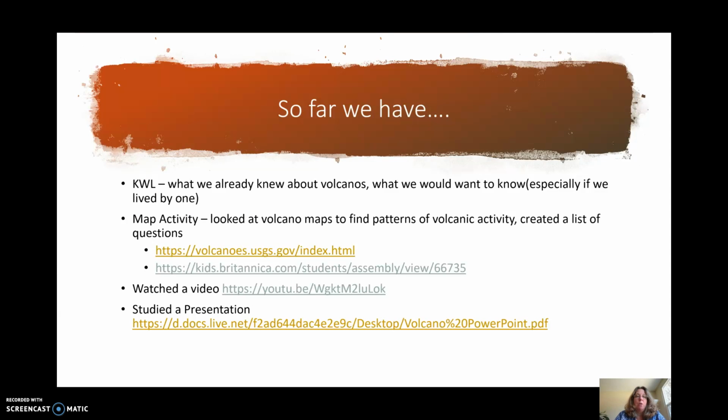Here's what we've done so far. We started with a KWL chart. I'm going to show you a copy of it here in a minute. I wanted to know what you already knew about volcanoes because volcanoes are pretty popular. So I figured you would know quite a bit about them already, and sure enough, you did.